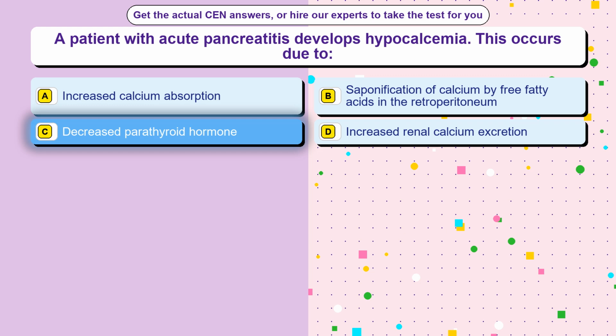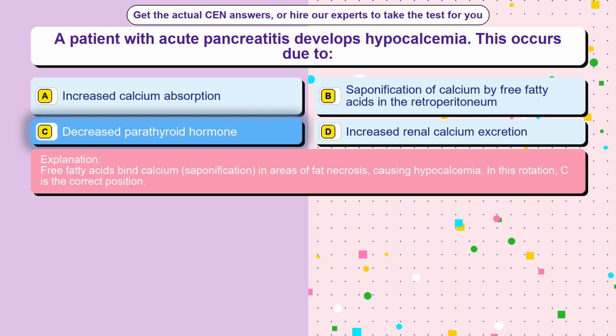The correct answer is option C, decreased parathyroid hormone. Free fatty acids bind calcium, saponification, in areas of fat necrosis, causing hypocalcemia. In this rotation, C is the correct position.